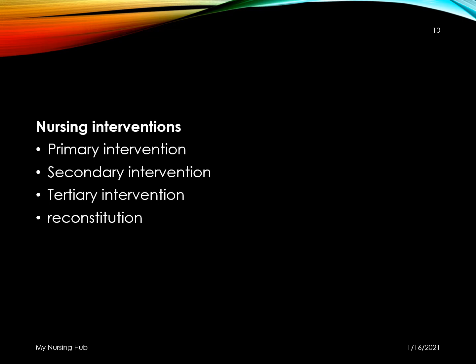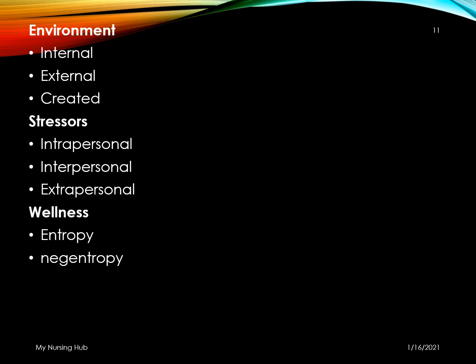Then next is nursing interventions. In the nursing interventions, there are primary intervention, secondary intervention, tertiary intervention, and reconstitution. Then there is the environment. The environment can be internal, external, or created environment. Then there are stressors, that is intrapersonal stressors, interpersonal stressors, or extrapersonal stressors. And the next one is wellness. The wellness can be entropy or negentropy.